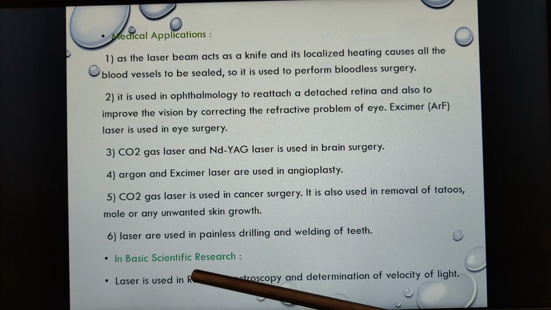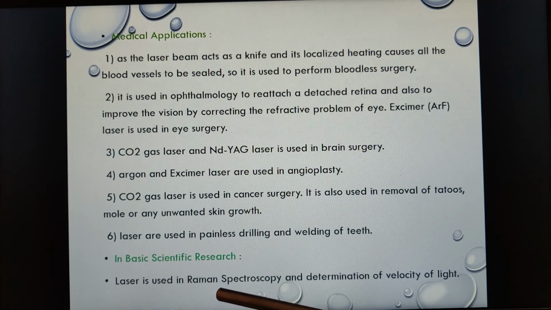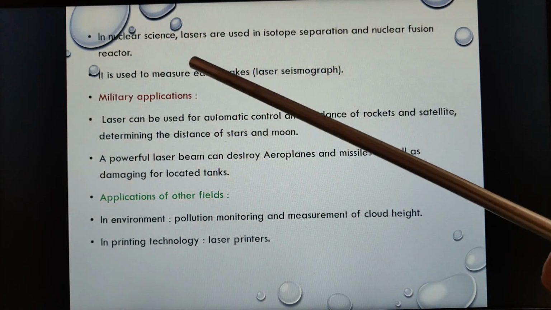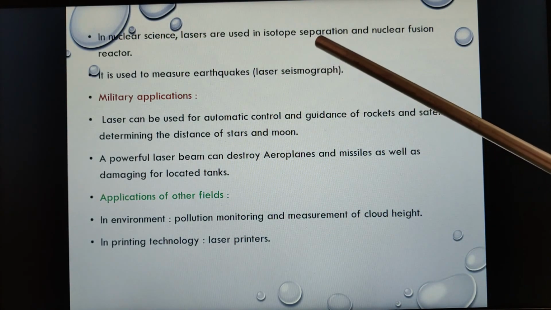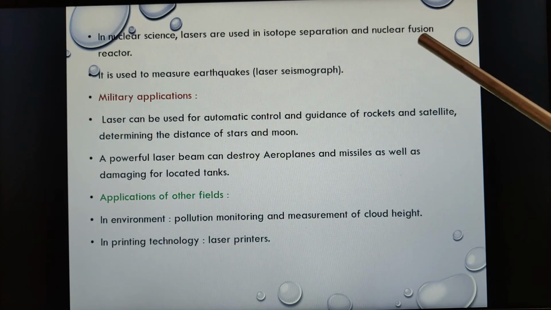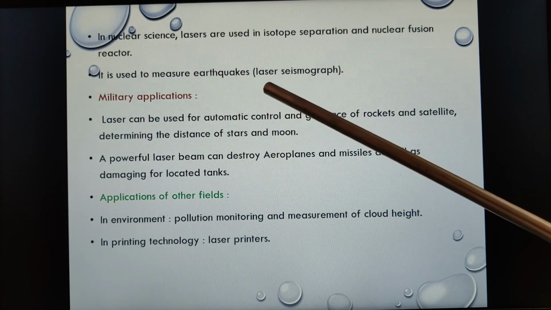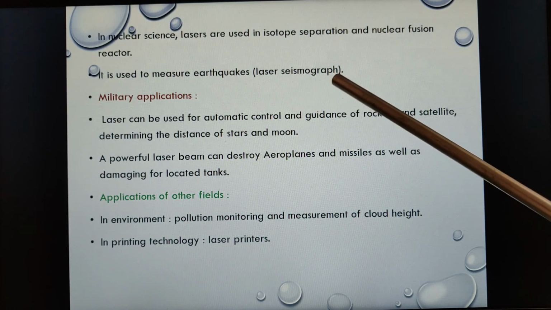Next one is basic scientific research. Laser is used in Raman spectroscopy and determination of the velocity of light. In nuclear science, lasers are used in isotope separation and nuclear fusion reactors. It is used to measure earthquakes, that is, the laser seismograph.